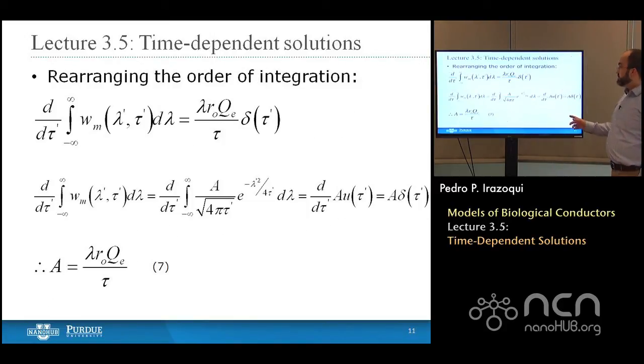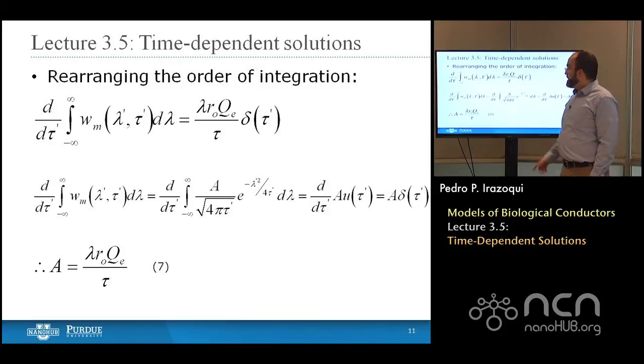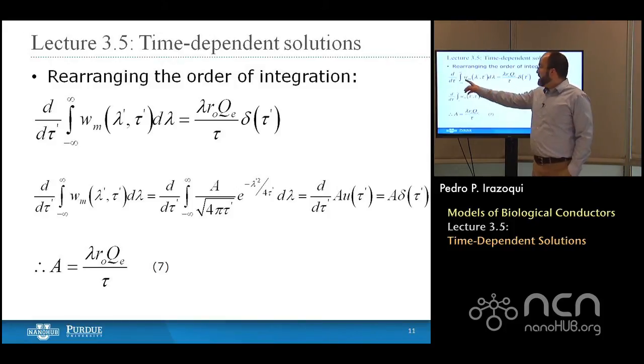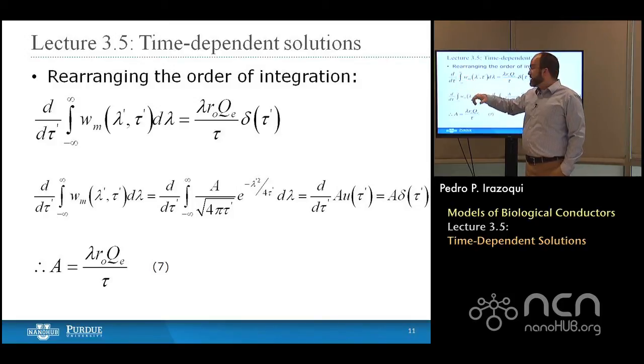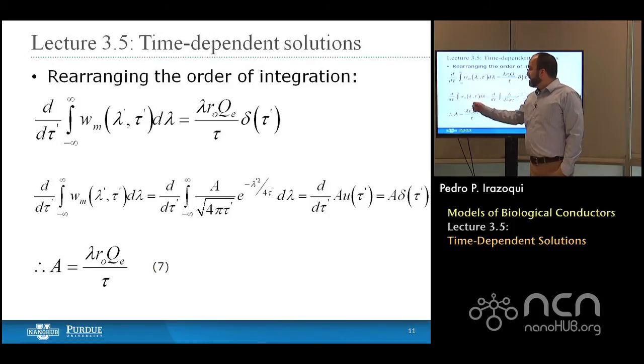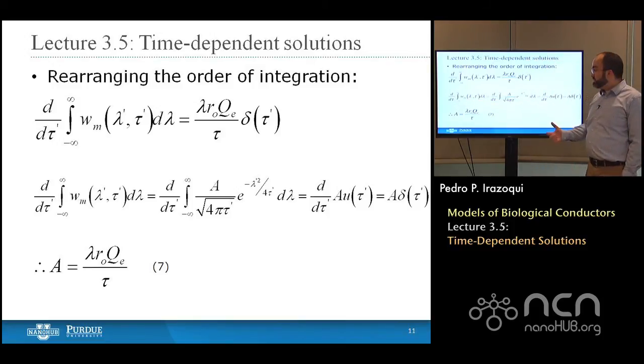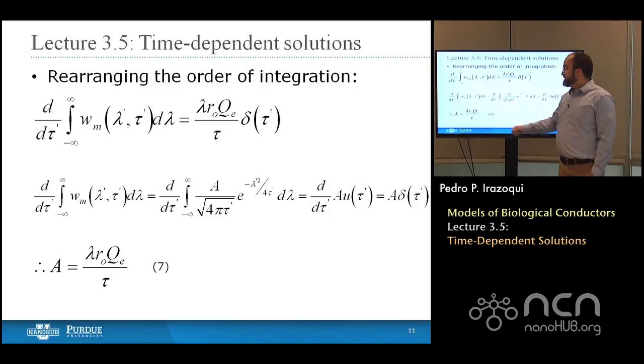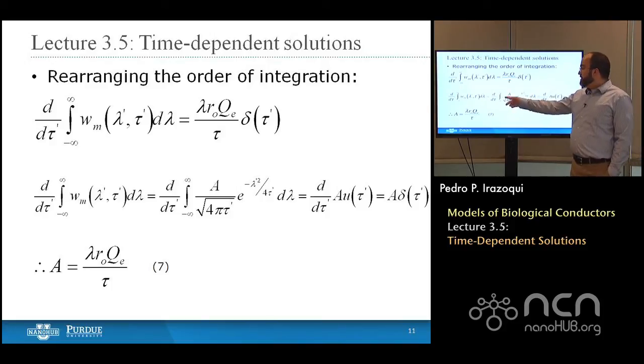So we can rearrange the order of integration so that instead of taking the integral of the derivative, we take the derivative of the integral. And we can say that the derivative with respect to tau prime of the integral of W sub m with respect to lambda is equal to lambda rho QE over tau multiplied times this impulse function as a function of tau prime. And the derivative with respect to tau of the integral of W is equal to the derivative with respect to tau of the integral of what we've already solved.